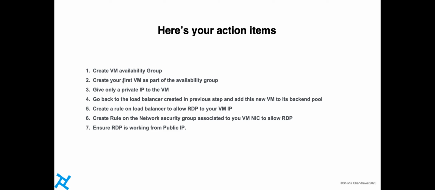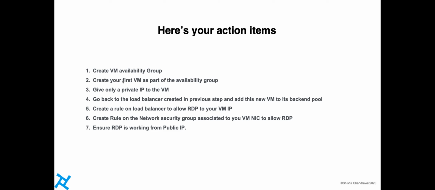Go back to the load balancer which you have created, and remember, if you also created a basic load balancer, you will have to change it to a standard load balancer with a standard IP, and add this virtual machine to the backend pool. Create a rule on the load balancer to allow RDP to your virtual machine. You can do that. Create a rule in the network security group associated with your virtual machine to allow RDP. So if you chose RDP to be allowed while creating the VM, this rule would have been already created, but I suggest you don't create it. In fact, go to the NSG and create it yourself.